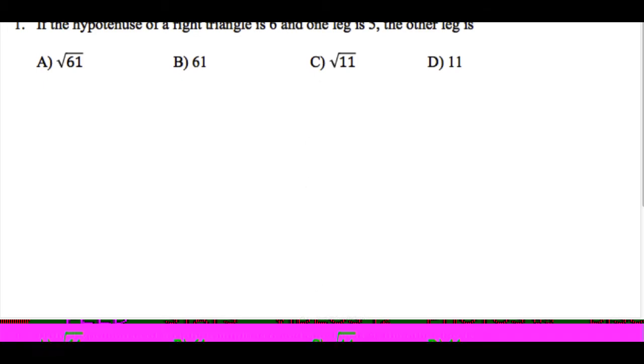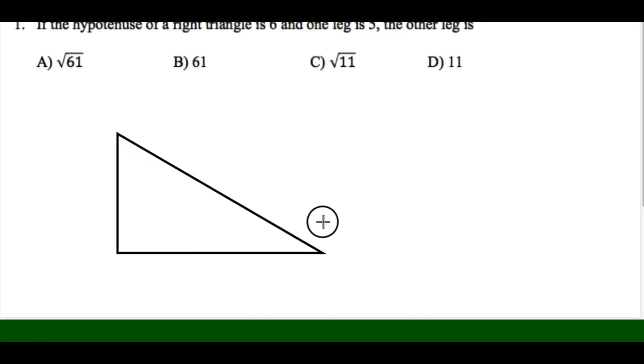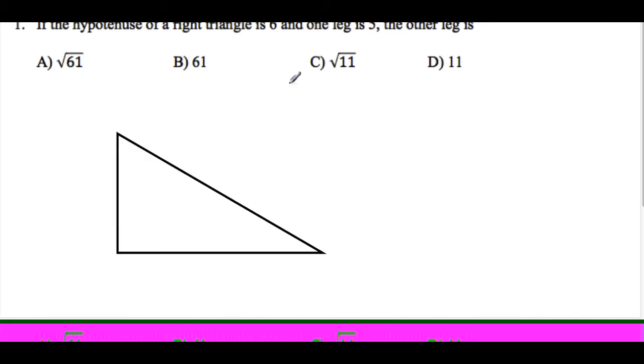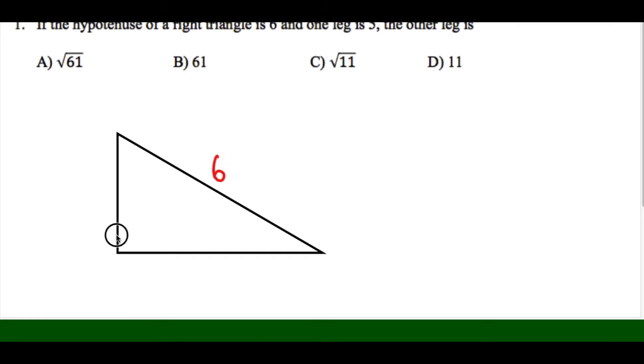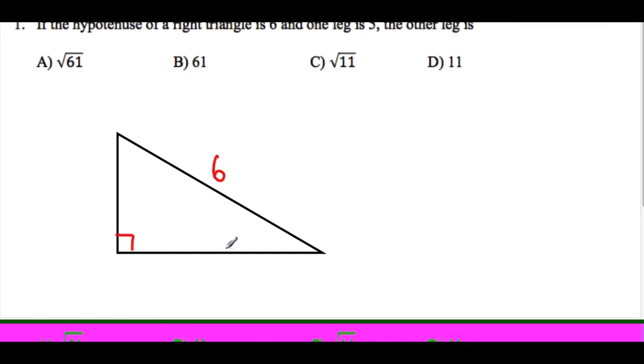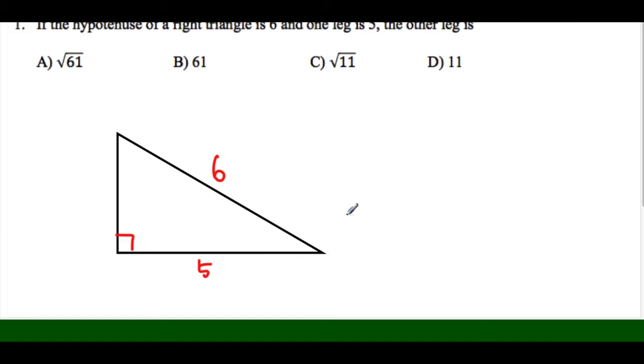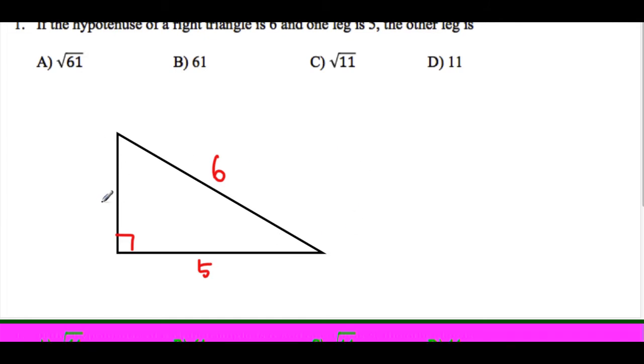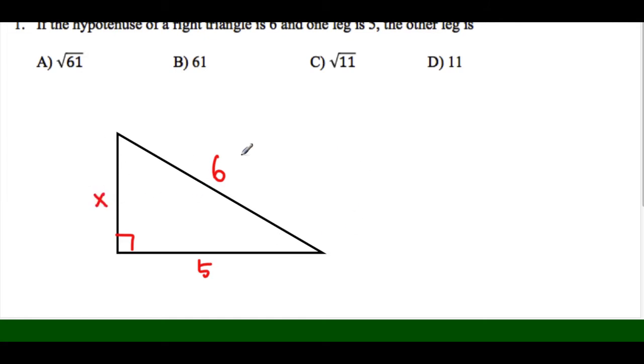Let's look at the third exam for the quarter, and let's see what we can do with it. The first question: if the hypotenuse of the right triangle is 6. So, let's try to draw a right triangle here. Let us assume that this is equal to 6, this is the right angle, and one leg is 5. Then the other leg, I don't know what this one is, so I'm going to call this one x.